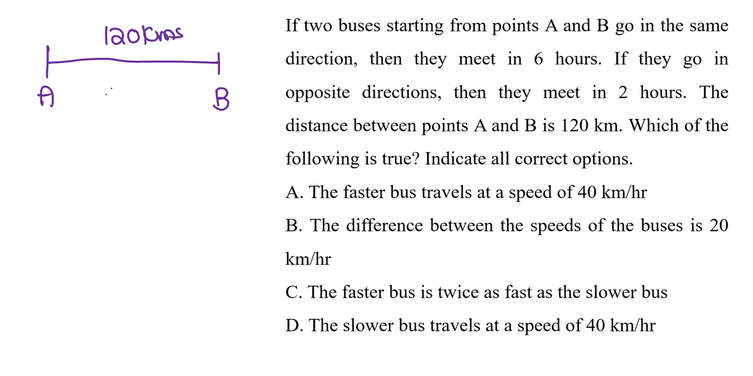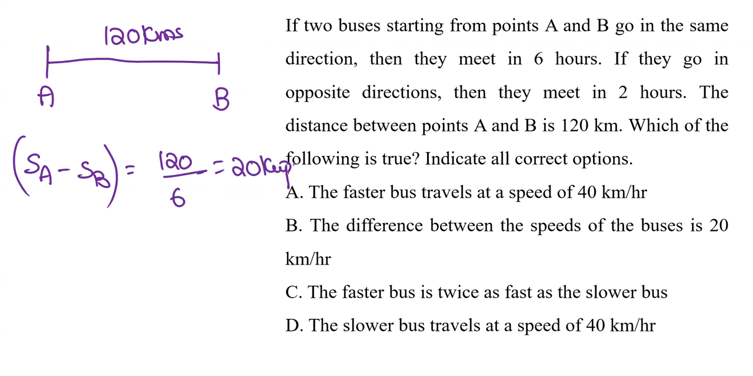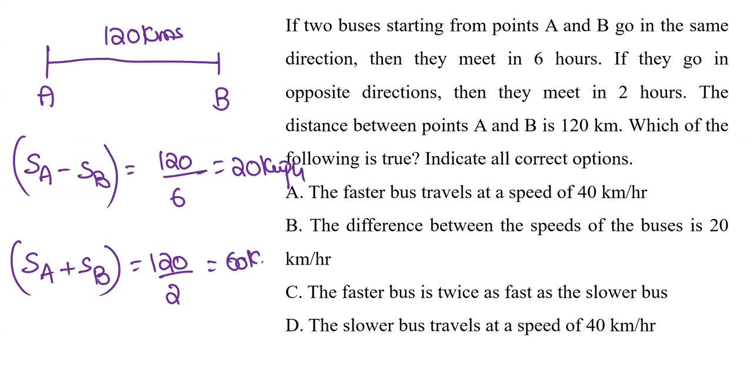When both are traveling in the same direction, speeds must be subtracted. Time taken is 6 hours. So 120, speed is distance by time, you get 20 kilometers per hour. In the opposite direction, speeds are added. The same distance is traveled in 2 hours, so we'll get 60 kilometers per hour.